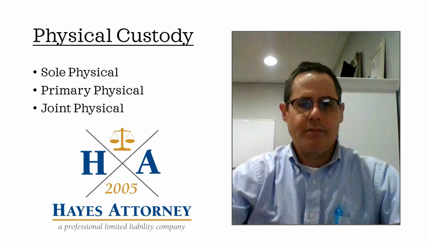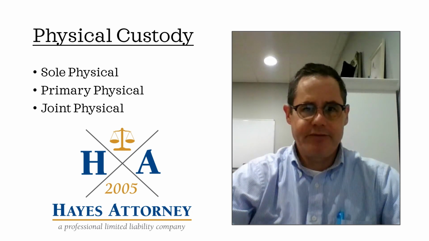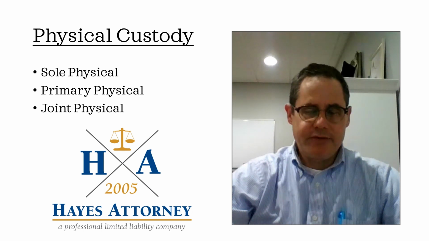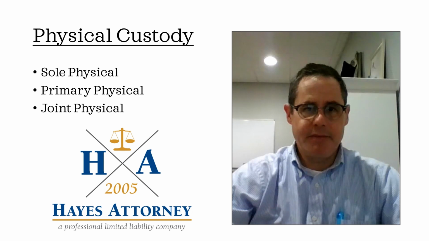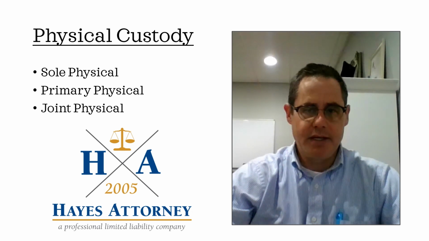With respect to physical custody, that can be further broken down into sole physical custody, primary physical custody, and then joint physical custody. Sole physical custody essentially, most of the time, would mean that one party would have the only physical custody to be exercised with respect to the minor child or children, and that the other parent or other parties involved have no access to have contact in a physical way with respect to the minor child or children.